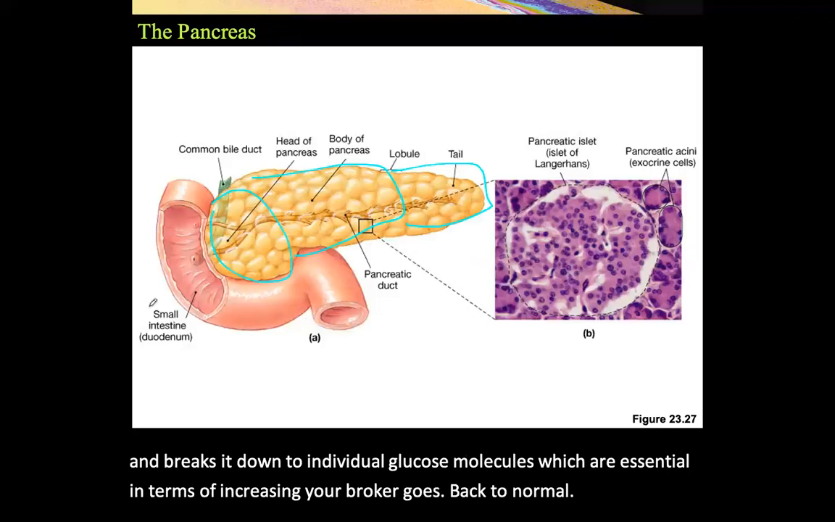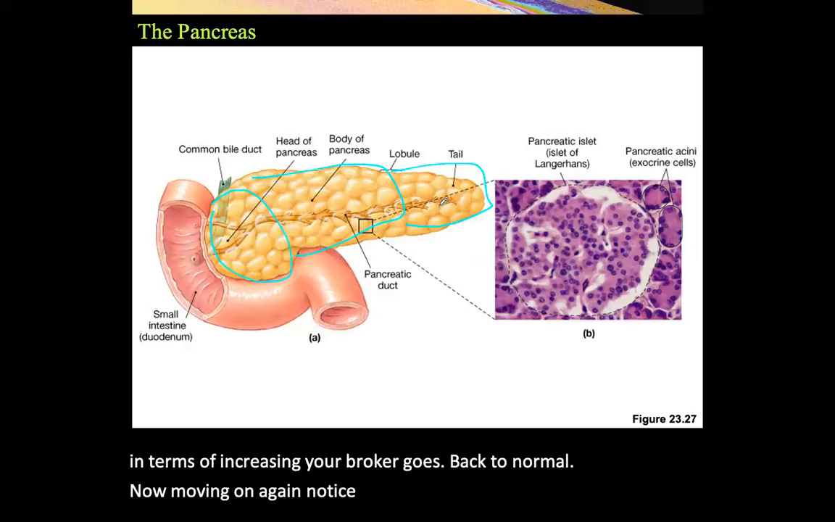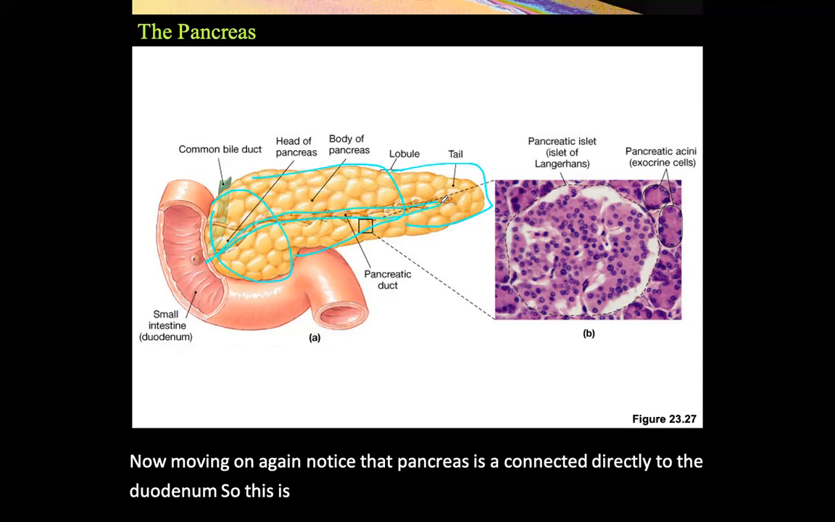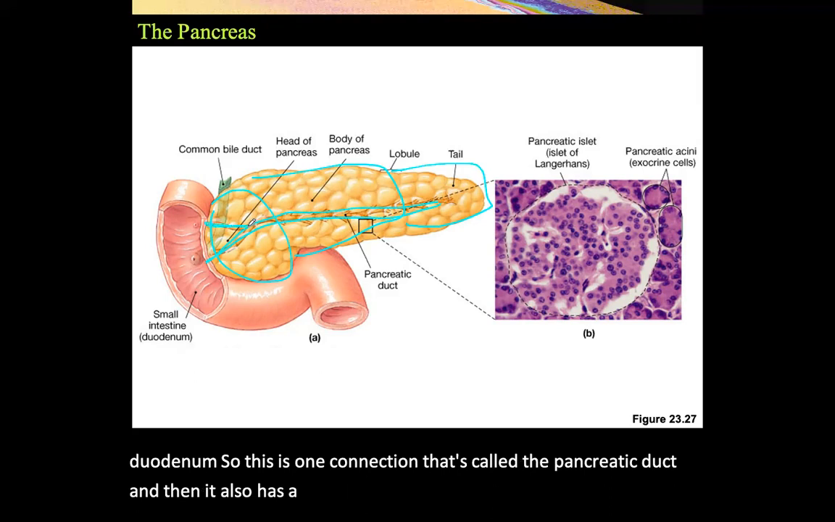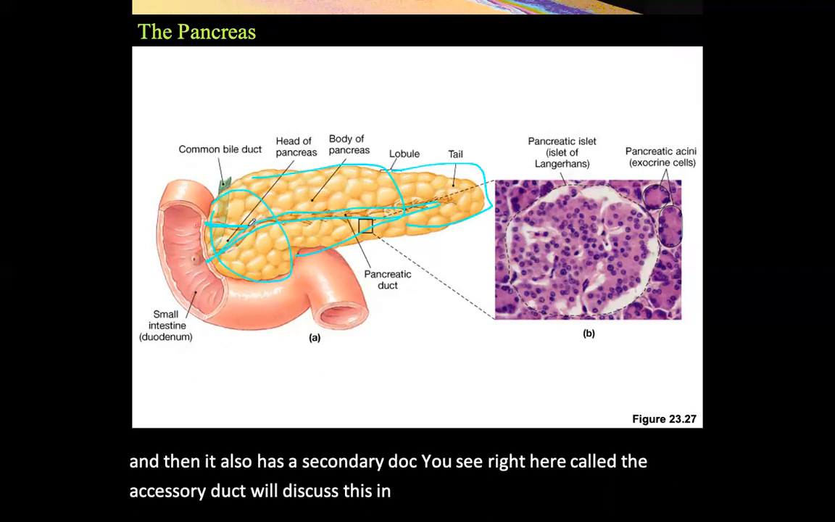Now, moving on, again, notice that the pancreas is connected directly to the duodenum. So this is one connection that's called the pancreatic duct. And then it also has a secondary duct you see right here called the accessory duct. We'll discuss this in more detail as we go through the rest of the PowerPoint.